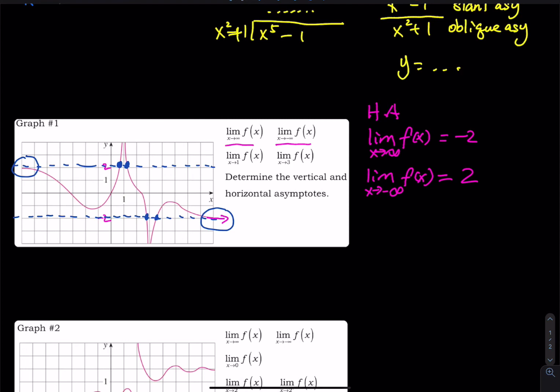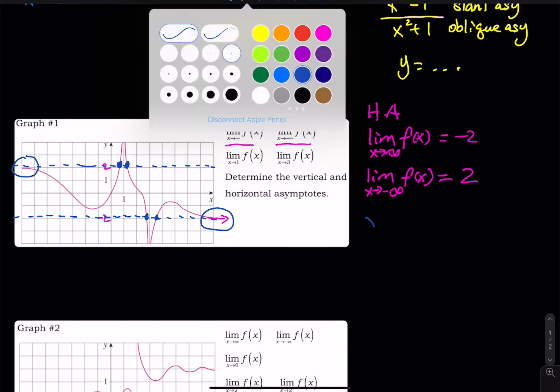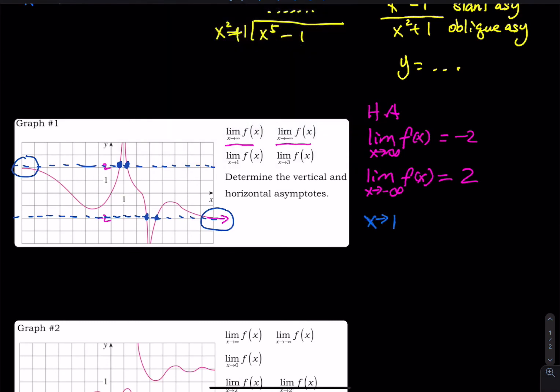All right, so what about x approaches 1? x approaches 1 from the left and from the right. So this one is positive infinity. As x approaches 1 from the left, y approaches positive infinity, right? That is another way to write a limit. As x approaches 1 from the right, the limit approaches positive infinity. Therefore, we have a vertical asymptote at x equals 1.